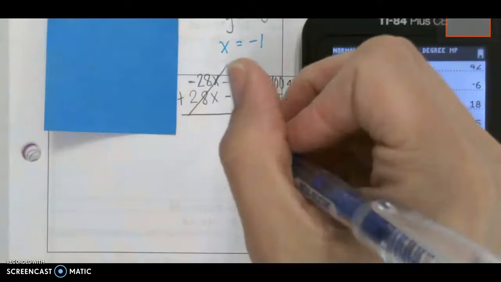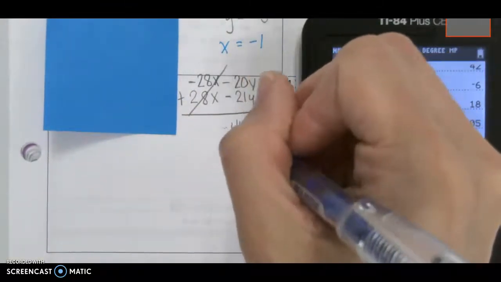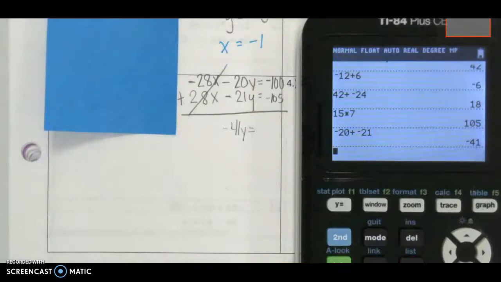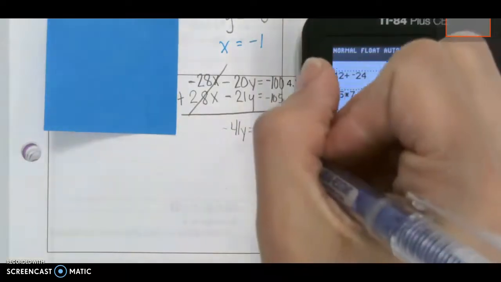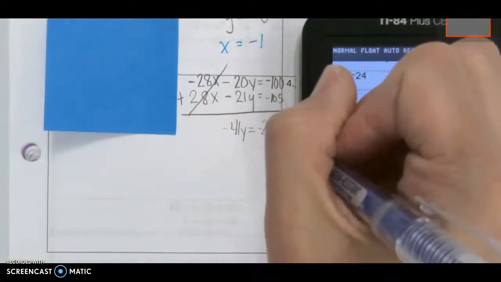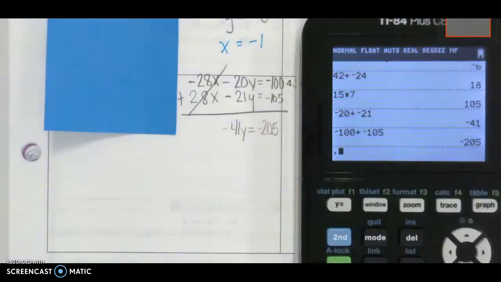Okay, so I have negative 41y equals, and then I'll add together negative 100 plus negative 105. Those are both negatives as well. That's negative 205. And then we'll divide. Okay, so I'll take negative 205 and divide that by negative 41 and get y equals positive 5.